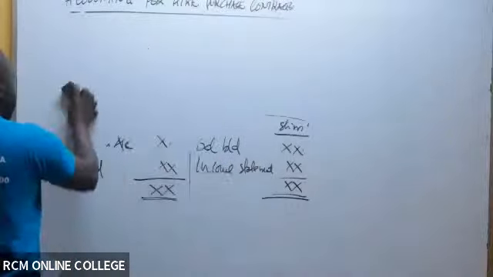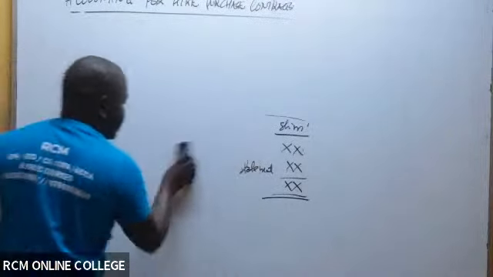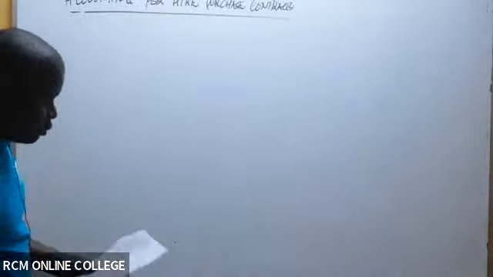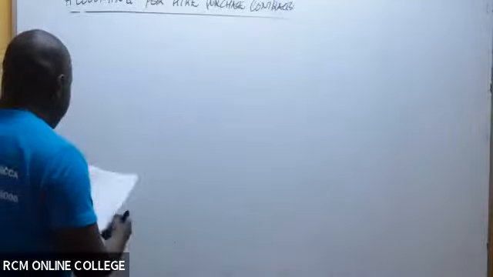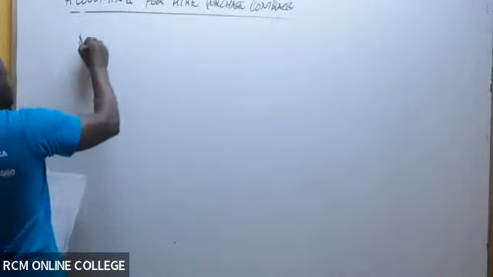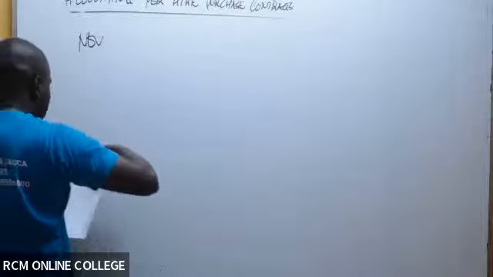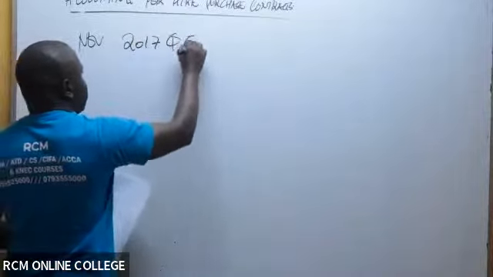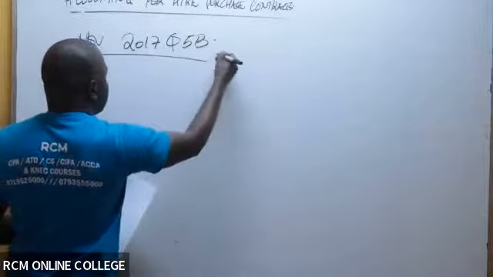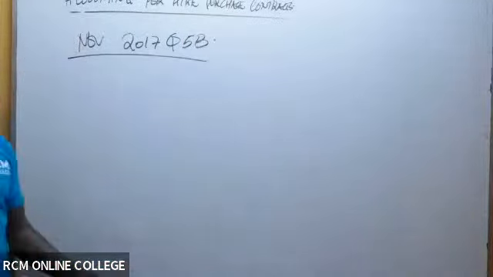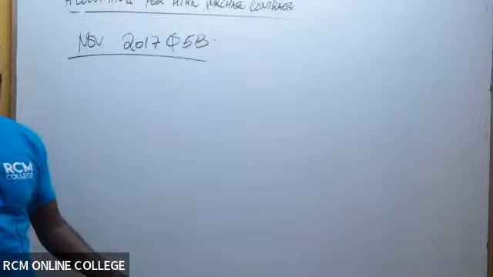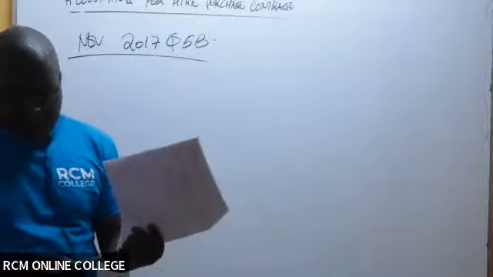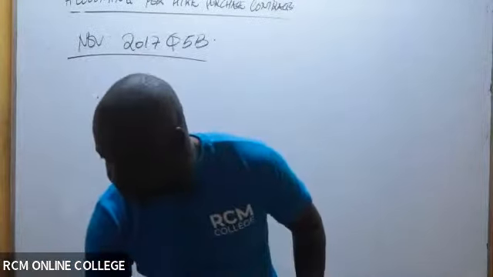You open it. By the time we are coming back after the break, you should have already opened it, so that we look at how you eventually account for these hire purchase transactions. So open November 2017, question number 5B. Open November 2017, question number 5B. So when we come after the break, we should be able to look at that question. So I think 7:30 will be okay.